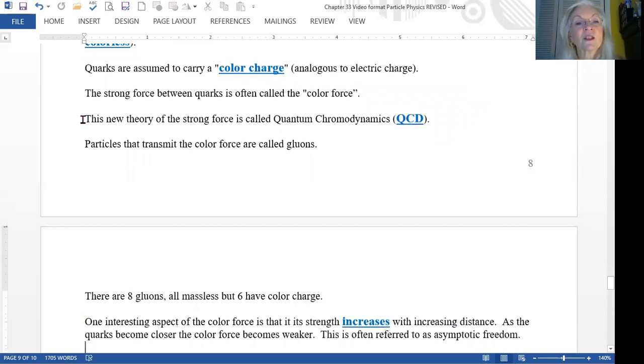So this new theory of the strong force is called quantum chromodynamics, the chromo part standing for color, because of the color charge and the colors on the quarks. Particles that transmit the color force are called gluons. We've got 8 gluons. They're all massless, but 6 of them do have a color charge.